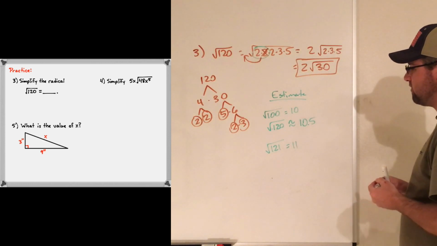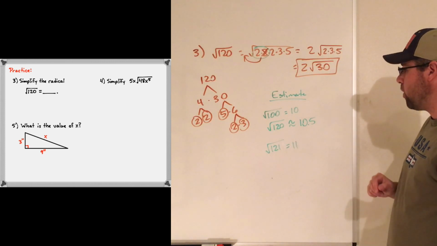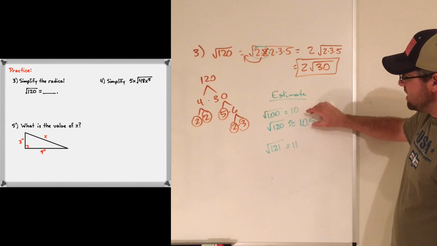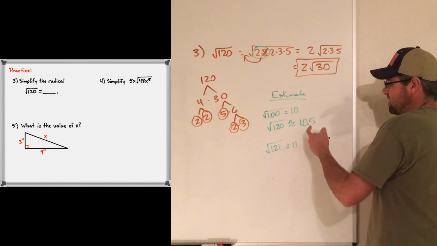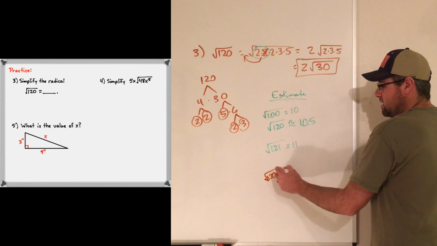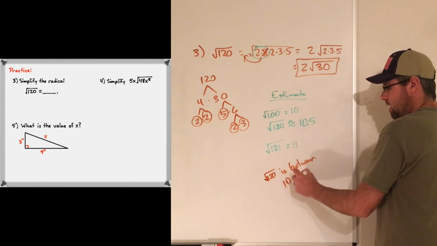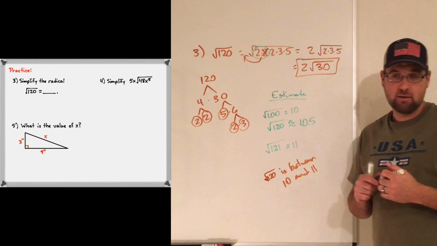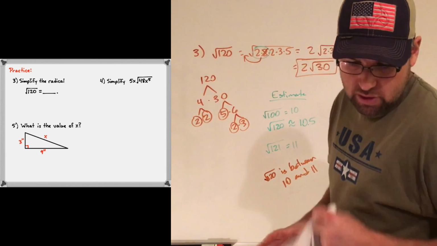Now that's not very accurate because 120 is really close to 121. But I'm only writing it this way to represent that it's between 10 and 11. So it might even be better to say, you know what, let's not say 10.5, let's say the square root of 120 is between 10 and 11, because really this is probably 10.99 in all reality. Okay, so that's number 3 there. Let's go ahead and take a look at number 4.